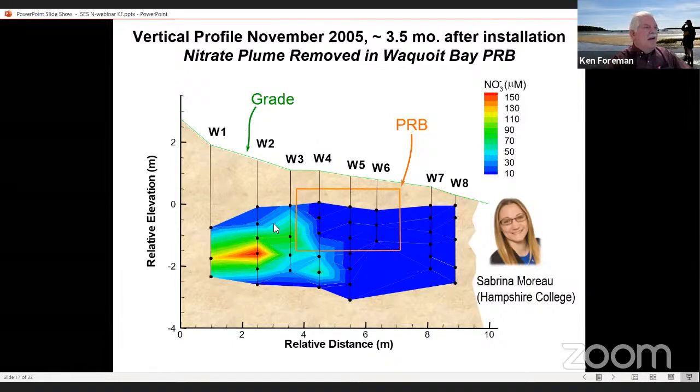Each of these vertical lines and nodes represents a sampling point in a permanent well. The orange box represents the location of the PRB. And the warmer the colors, the higher the concentration of nitrate. Peak levels here in the middle of this plume were about 150 micromoles. Once they impinge upon this barrier, the nitrate plume is removed.